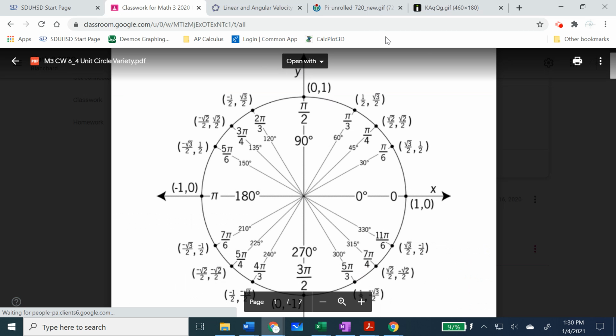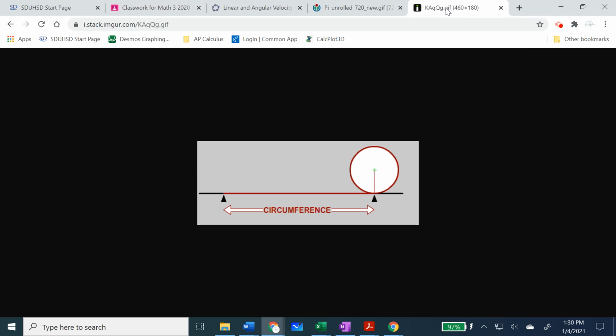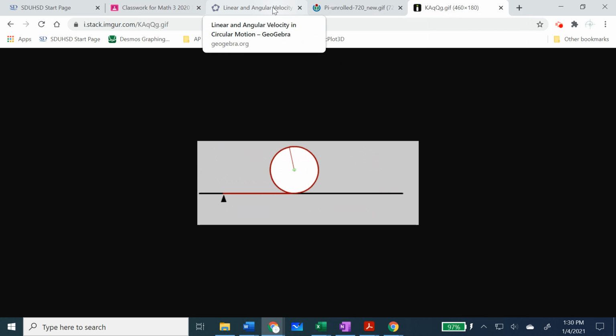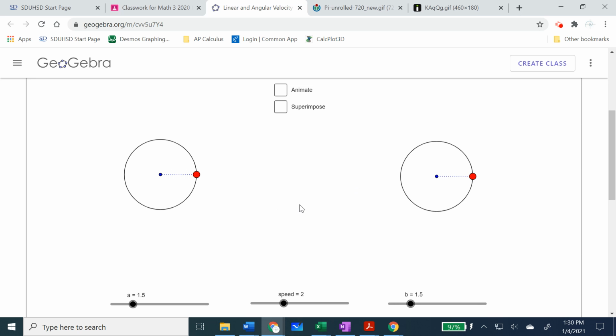I happen to have some things ready. Right. Same RPM, different distance. And RPM, if you don't know, means revolutions per minute. First of all, actually, I wanted to do this one first. What I'm going to do is on one of these circles, I'm going to change the radius.